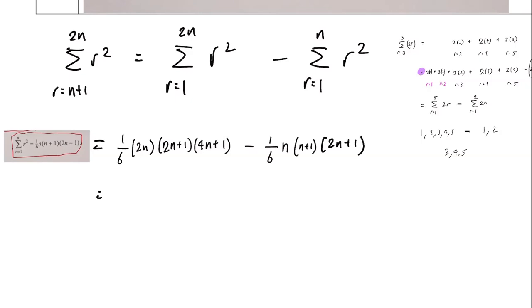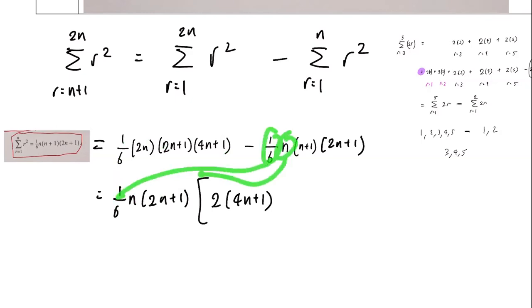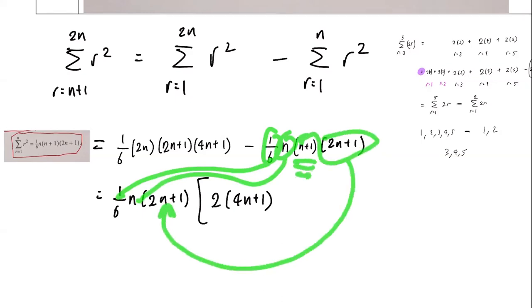So we need to factorize. I see there's a 1 over 6. So we can factor that out. I see there's a 2n plus 1. We can also factor that out. I see there's a n, we can factor that out. So 1 over 6 times n times 2n plus 1. Factor out, I'm left with 1 over 6 here, n goes here, 2n plus 1 goes here. You're left with 2 and 4n plus 1. 2 times 4n plus 1. 1 over 6 goes here, n goes here, 2n plus 1 goes there, and you're left with a n plus 1.